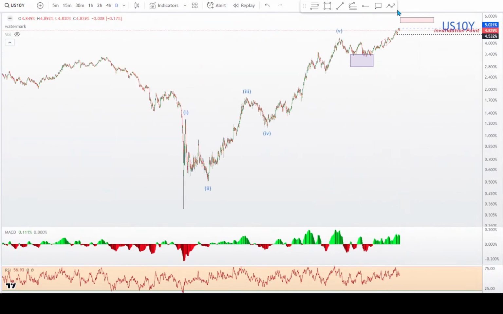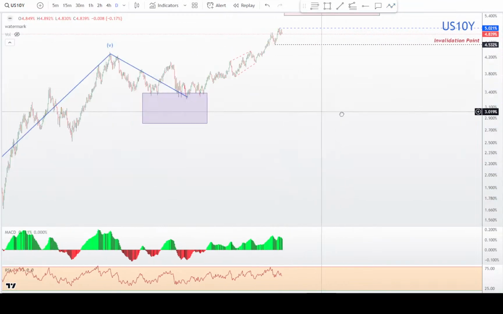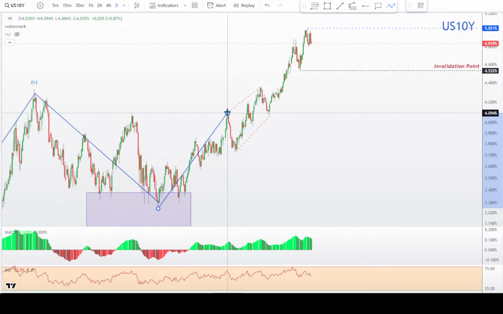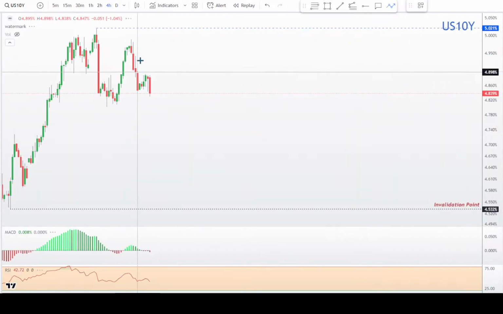this to me looks like they already had their leading diagonal. So 1, 2, 3, 4, and 5, and then they came down right into this zone and then went back up. Now, the only question for me is, is the 10-year done? Because it looks to me like this is a leading diagonal. This is a running flat. So this is 1, 2, this is 3, 4, and then when I really zoom in, it looks like there's already 5 waves.